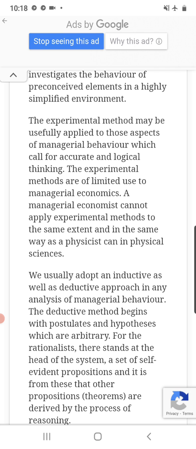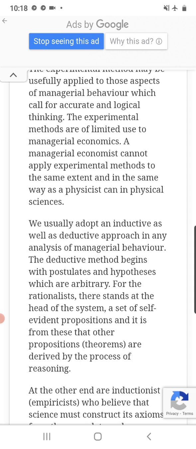So the experimental method may be useful to apply to those aspects of managerial economics which call for accurate and logical thinking. The experimental method is of limited use in managerial economics. A managerial economist cannot apply the experimental method to the same extent and in the same way as the physicist in the physical sciences. We usually adopt the inductive as well as the deductive approach in any analysis of managerial behavior. Inductive means from particular to general and general to particular, meaning with the help of one decision you can analyze the macro or aggregate economic effect of your business unit.